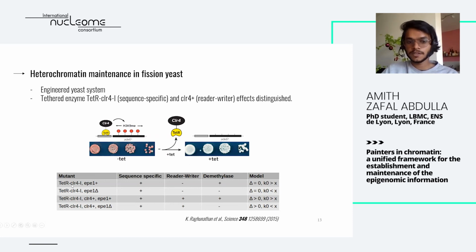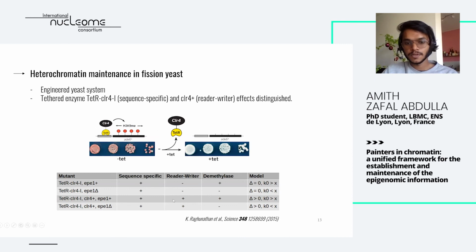So case 1 would be where you only have the tethered enzyme, a sequence-specific enzyme, and normal demethylase. There's no reader-writer activity. So in the model, we don't have any reader-writer activity. We have a high value of K0, which takes the modified state to unmodified.